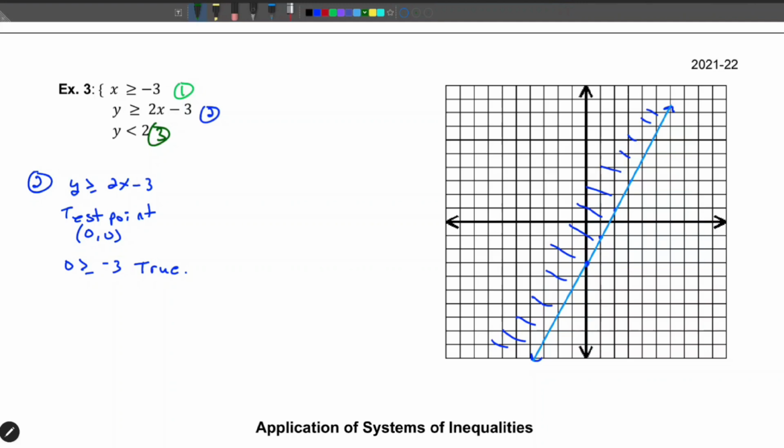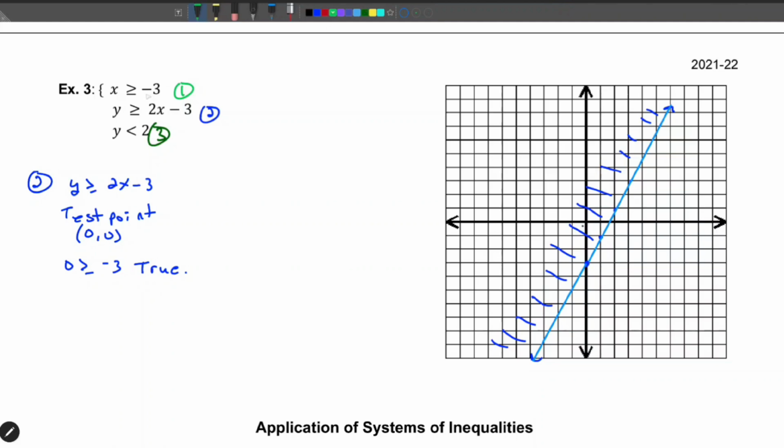All right, hopefully your graph looks a little bit like that. And I used the test point, my favorite test point, 0, 0. And so we ended up with 0 is greater than or equal to -3, which is true. So we're shading on the same side of that line as our test point.